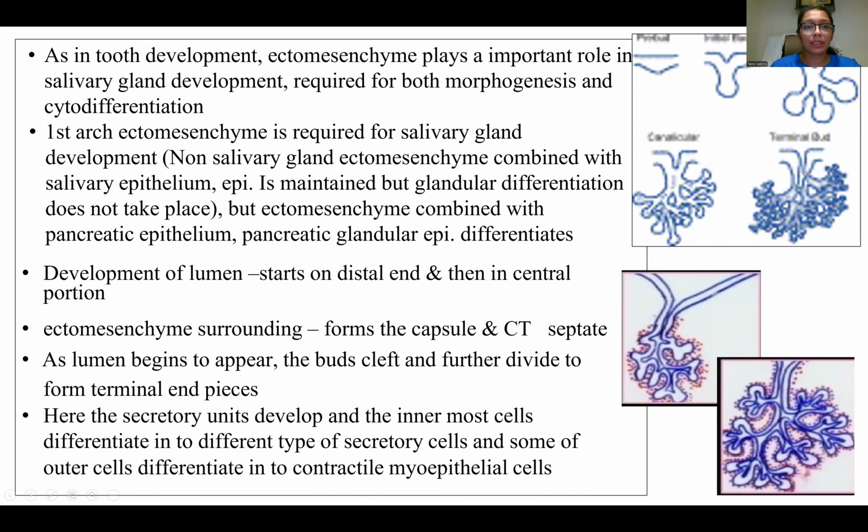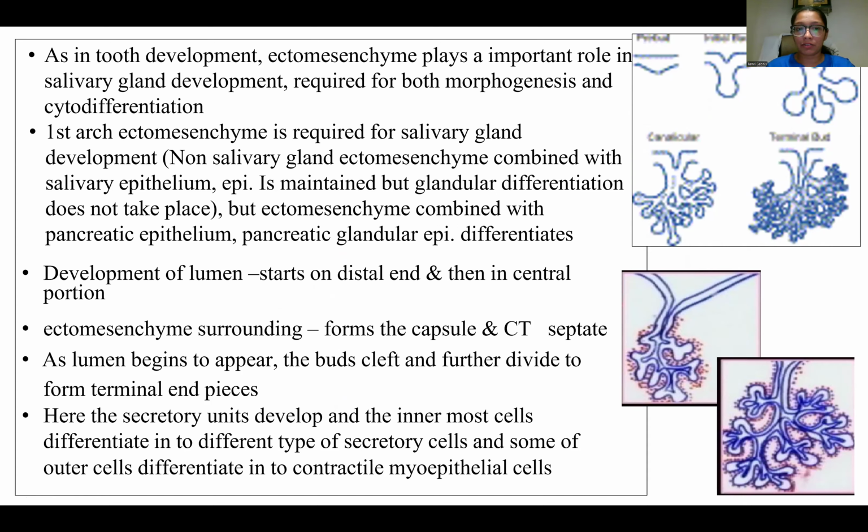Continuing with the development, as in tooth development, the ectomesenchyme plays an important role in salivary gland development, required for both morphogenesis and cytodifferentiation. So here also, morphodifferentiation and cytodifferentiation both are going to take place. The first arch ectomesenchyme is required for the salivary gland development, but ectomesenchyme is combined with the pancreatic epithelium.